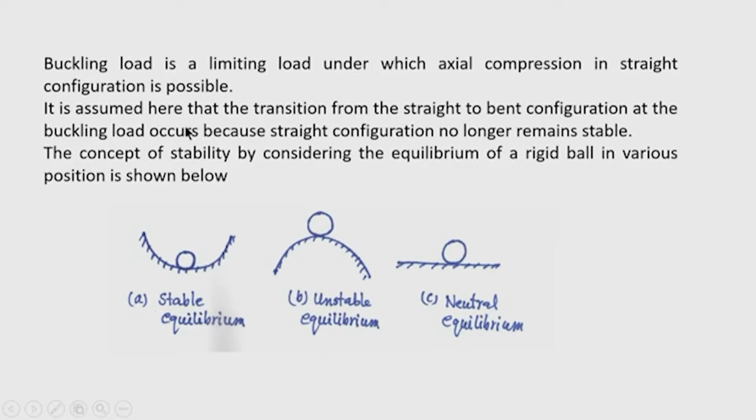So, it is assumed that the transition from the straight to bent configuration at the buckling load occurs because the straight configuration no longer remains stable under the action of the load which exceeds the limiting load. So, the concept of stability can be explained by considering the equilibrium of a rigid ball in various positions.